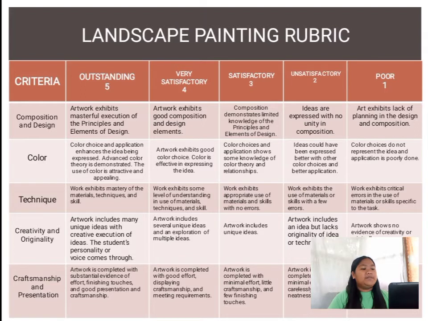And if the composition demonstrates limited knowledge of the principles and elements of design, you will rate this artwork as 3 or satisfactory. And if the ideas are expressed with no unity in composition, you will rate this artwork as 2 or unsatisfactory. And last but not the least, if the art exhibits lack of planning in the design and composition, you will rate this artwork as 1 or poor. So that's all for the first criteria of the landscape painting rubric. Let's proceed to the second criteria.